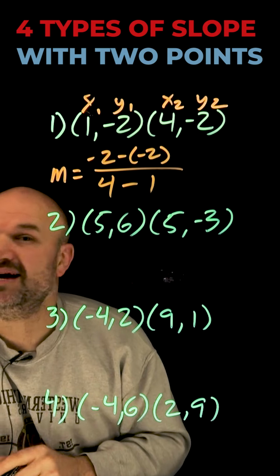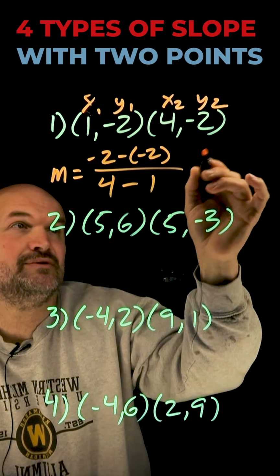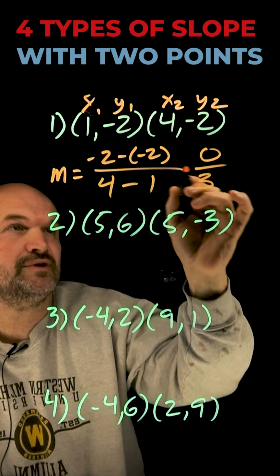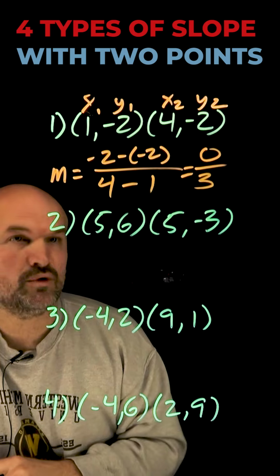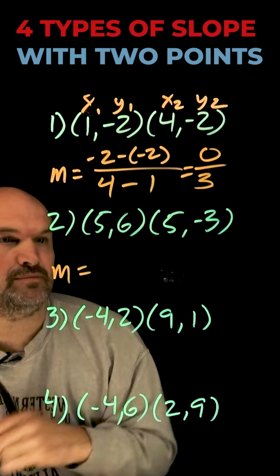Now, when I do a -2 minus a -2, I'm going to get a 0 over a +3. That is going to result in 0, which is going to be a 0 slope, which will represent a horizontal line. In this next example, I'm not going to label the points, so hopefully you can go ahead and follow.